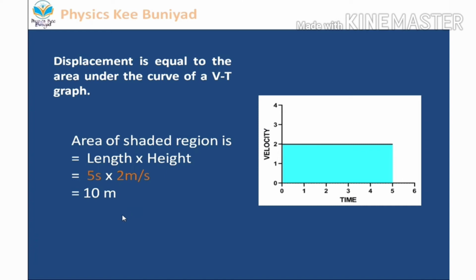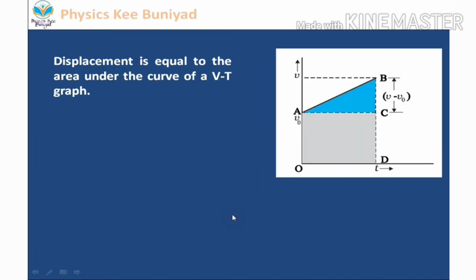So in the last case we calculated manually, by the method of calculation, and we got 10 meters. And here, by looking at the graph, you can also calculate the displacement. Displacement means what? It is the area under the curve. Once you calculate the area, you will get the displacement. Understand? Now let us take another example.